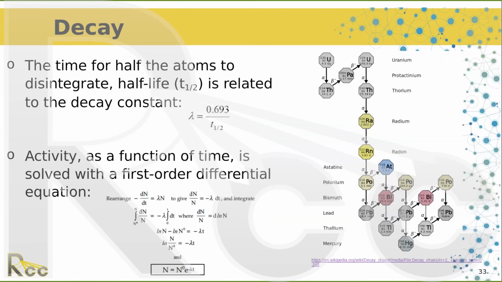So decay, again, this should be familiar: the time for the half-life, or for half of the atoms to disintegrate, and it's related to the decay constant. And activity, as a function of time, is solved through this familiar N equals N sub 0 e to the negative lambda t. So this is a very common equation just used to calculate decay, but it's important to review, and this is the decay chain showing where radium comes from and then where it goes.